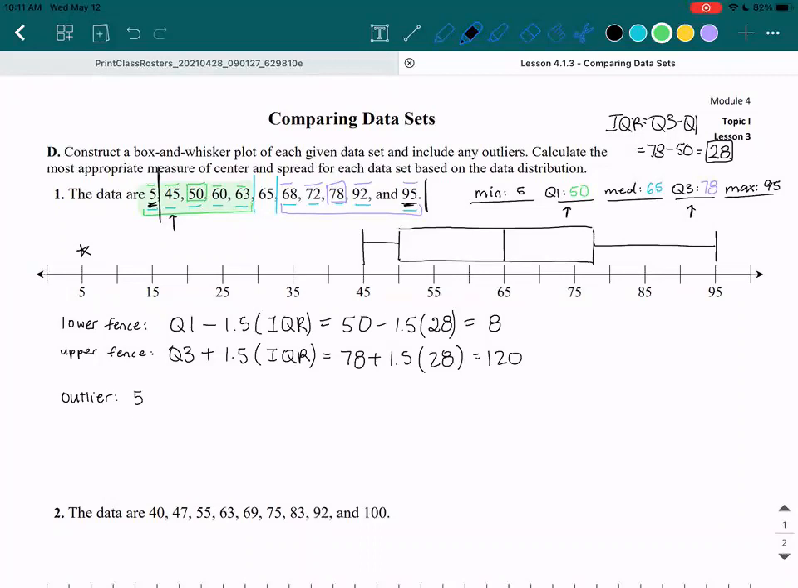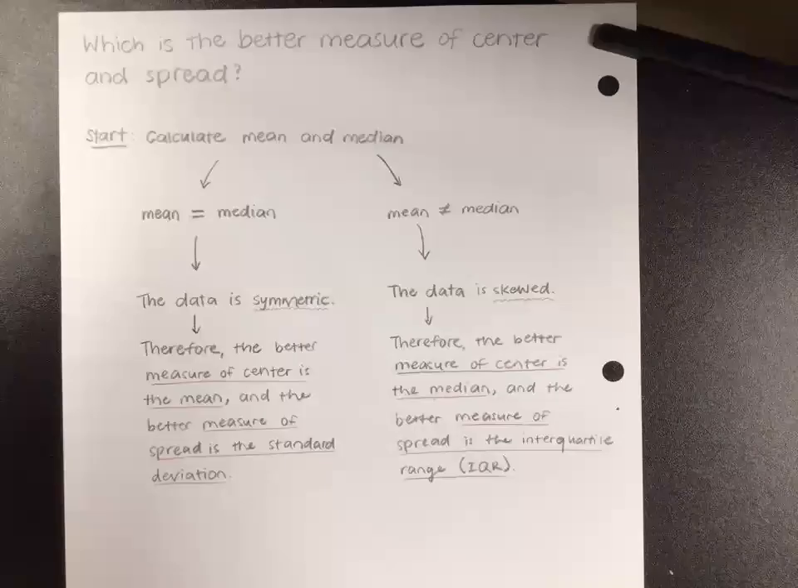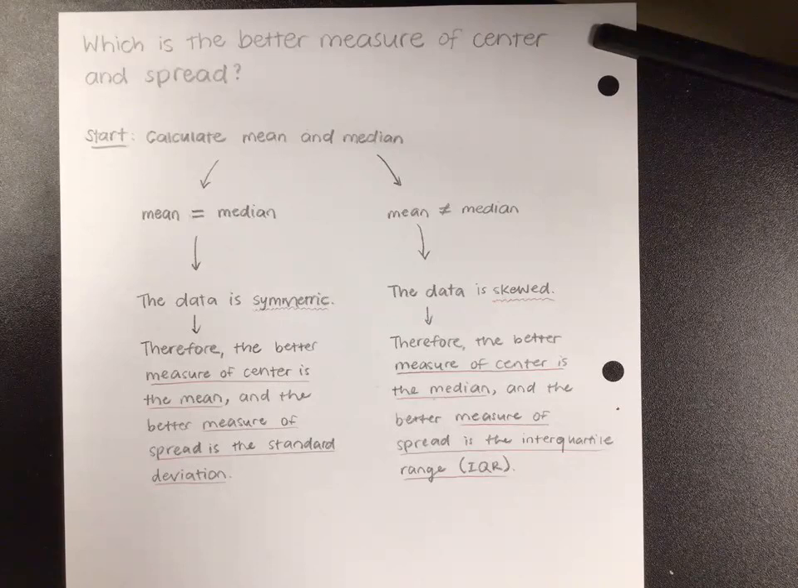Okay, so now that we've calculated our outlier and we've put it into our new box and whisker plot, we can calculate the most appropriate measure of center and spread for each data set based on the data distribution. With this, I want to refer to this sheet that I created and posted on the Google Classroom. So give me a moment while I pull that up. All right, so I couldn't pull it up on the Google Classroom. However, it is posted. Here's just the picture that is posted.